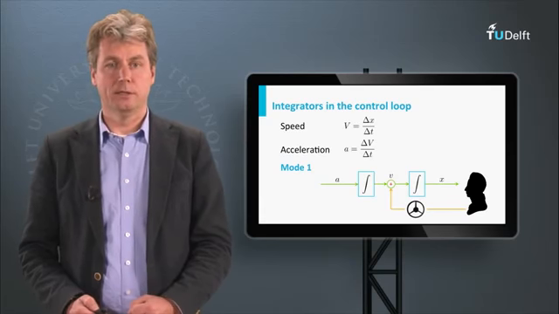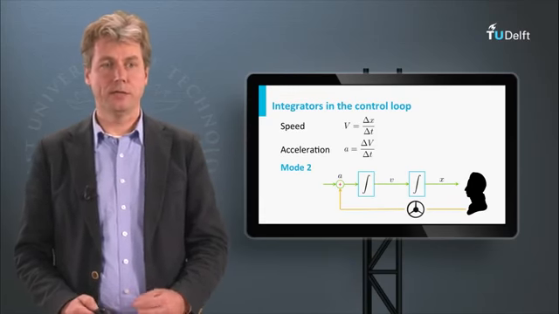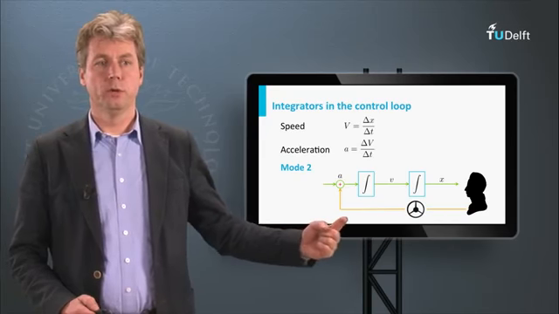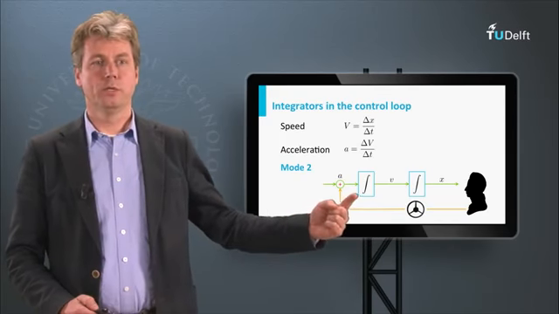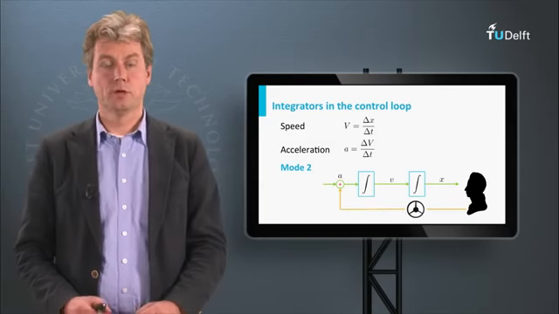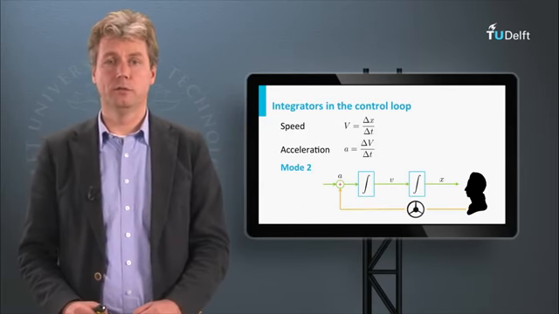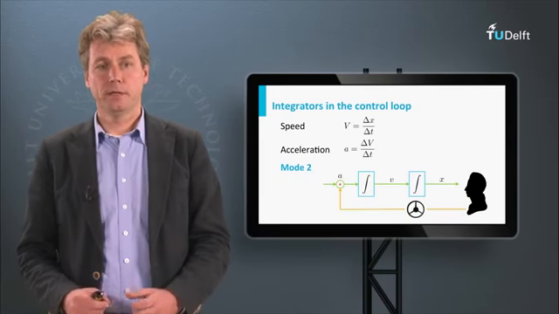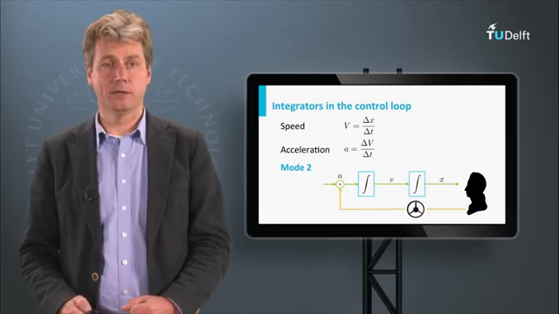More realistic, however, is to control the acceleration. So with our control wheel, we then control the acceleration, which is integrated to the speed, which is integrated to the position. So then we have 2 integrators in the control loop, and this is called mode 2. And that feels more realistic, but it's slightly harder.